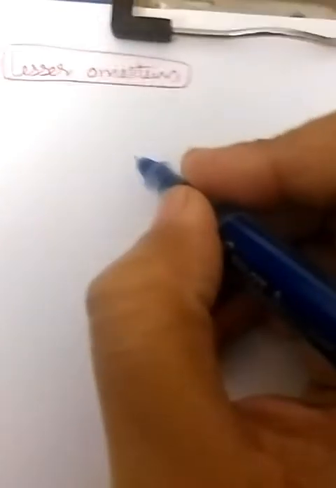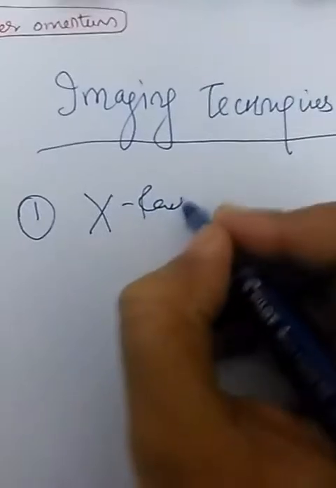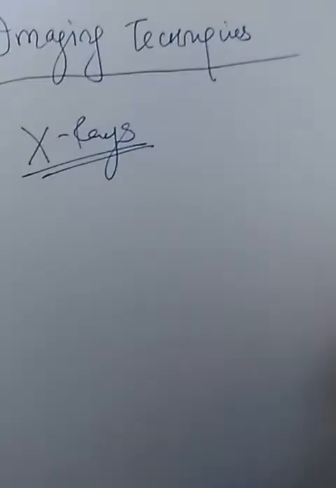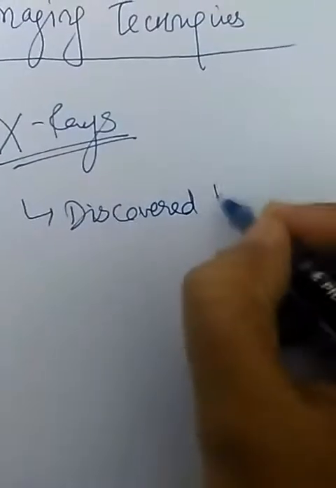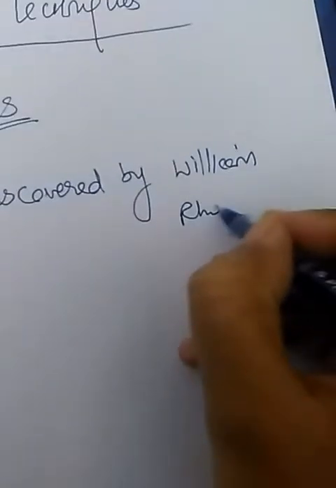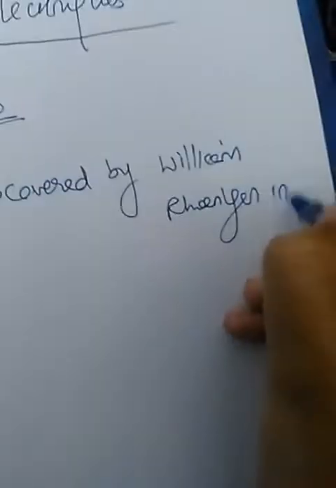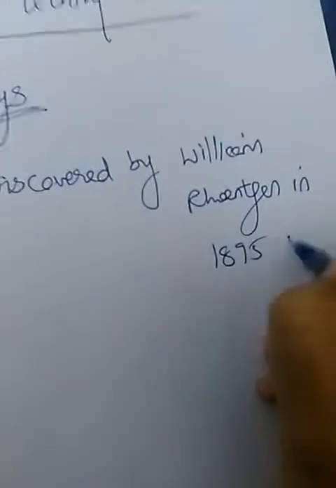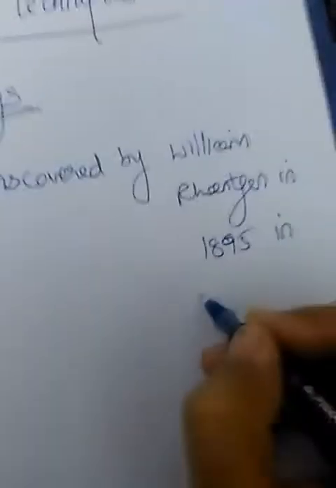Okay, now see, we are going to do imaging techniques. In this, first of all comes X-rays. First of all, you should know that X-rays were discovered by William Roentgen in 1895 in Germany.